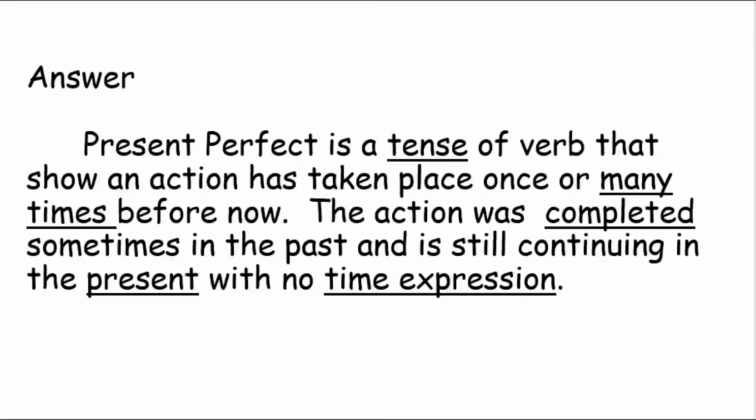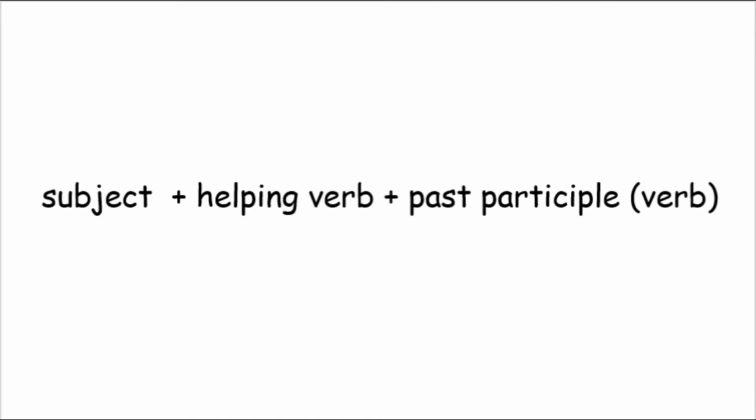Let's find out if your answers are the same. Present perfect is a tense of verb that shows an action has taken place once or many times before now. The action was completed sometimes in the past and is still continuing in the present with no time expression. Always remember this formula: subject plus helping verb plus past participle of the verb.